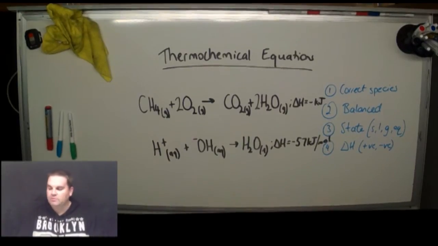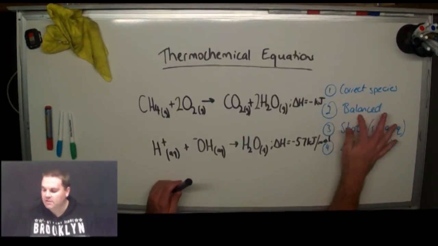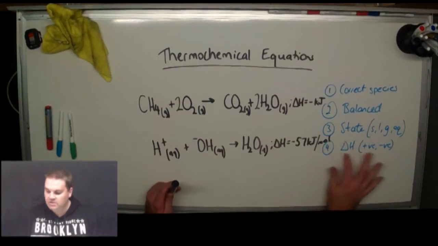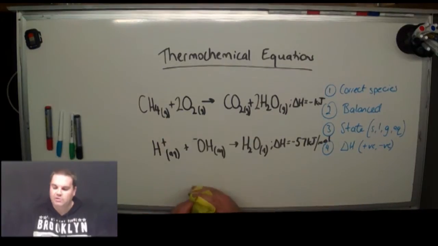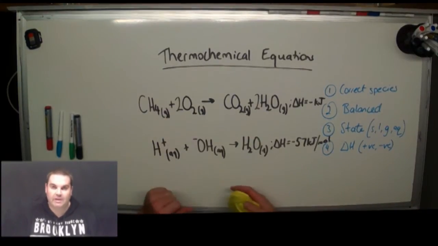If you can just always remember to write your correct species, then you balance it, then you put your states in and put your delta H in, you'll get your 4 marks in the exam. So that's a lot of marks. That's 2% of your grade just for one equation. So you really want to make sure you can get them right.